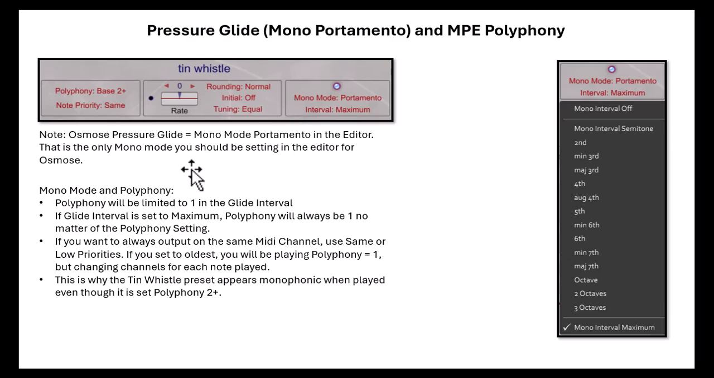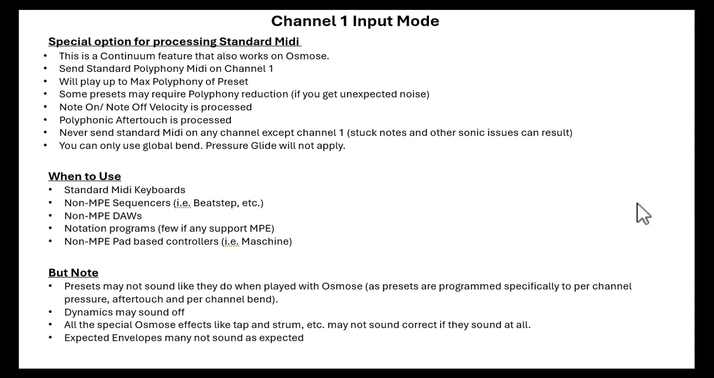Channel 1 input mode. The Osmose and Continuum have a special feature where if you have a controller that's not an MPE controller, a standard MIDI keyboard, for example, or maybe a beat step sequencer, you can play standard MIDI on channel 1 and it will accept it. Don't try and play on channel 1 and on MPE channels at the same time. You can have some issues developing there, though at times that can work. So basically, send your standard MIDI on channel 1. You can play up to the max polyphony of your preset.